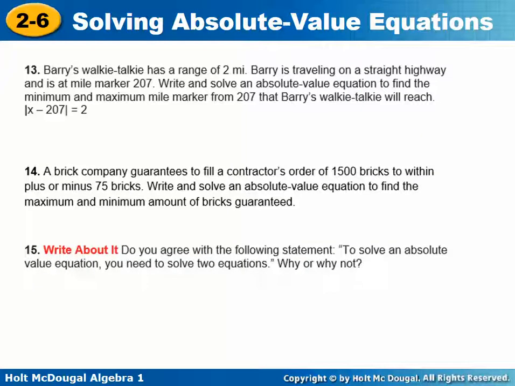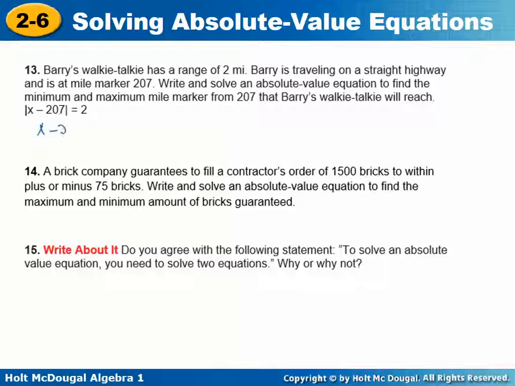And then the last part of your worksheet is just a couple word problems. In number 13, we have Barry's walkie-talkie has a range of 2 miles. And he's traveling on a straight highway and is at mile marker 207. Write and solve an absolute value equation to find the minimum and maximum mile marker from 207 that his walkie-talkie will reach. So I already wrote the equation for this one for you. It would be the absolute value of x minus 207 is equal to 2.